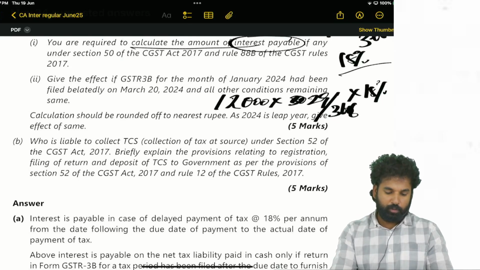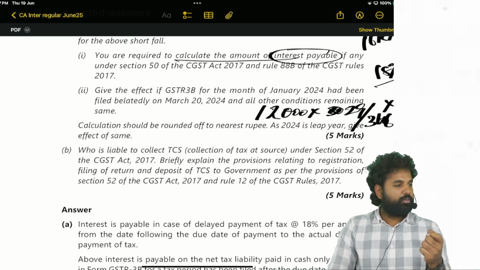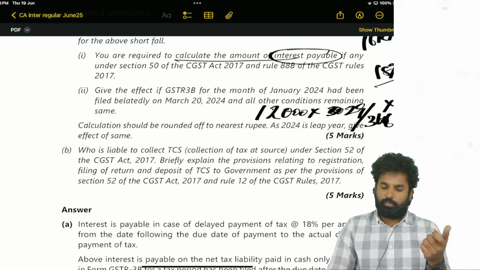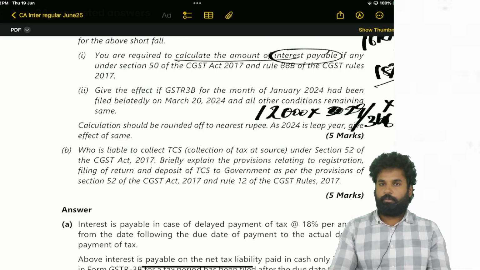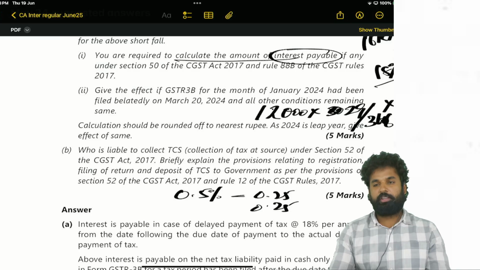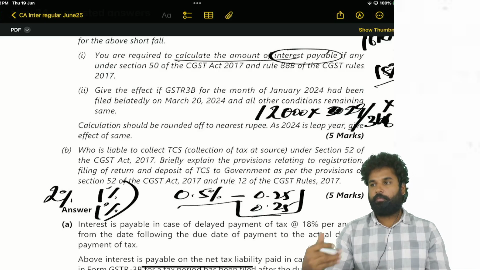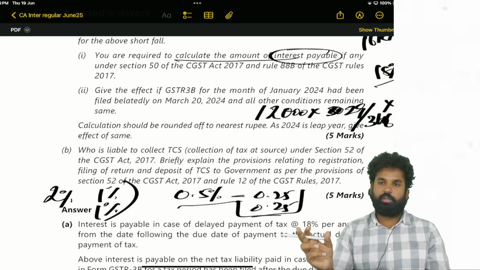Okay, right. Who is liable to collect a TCS under section 52 of CGST Act 2017? Briefly explain the provisions relating to filing of returns and deposit of TCS to the government as per the provisions of section 52 of CGST Act. Who is liable to collect TCS? Electronic Commerce Operator. Okay, what is the rate of TCS? 0.5%, that too 0.25 and 0.25. TDS 2%, 1 to 1. Okay, right. And that too it shall be paid by 10th of the next month. What is the form? TCS, GSTR 8.